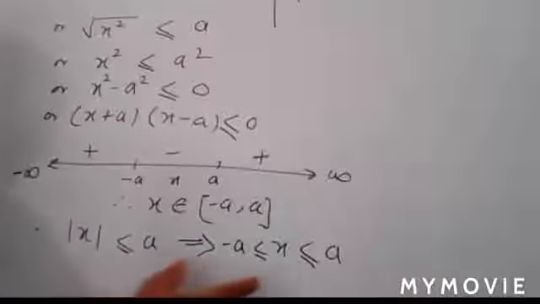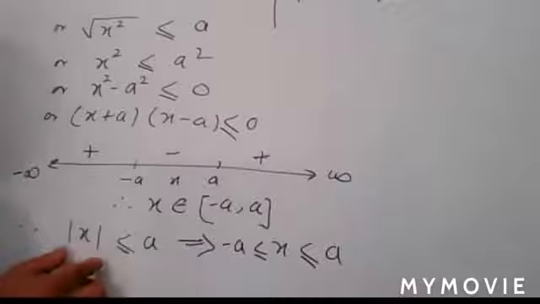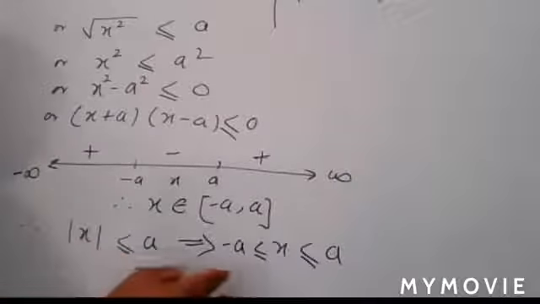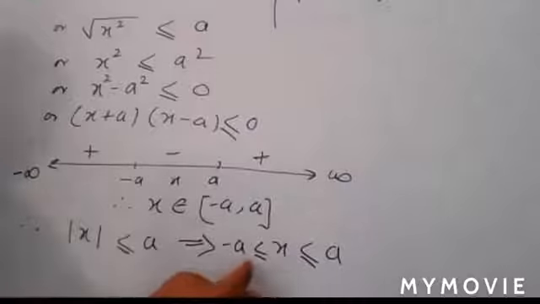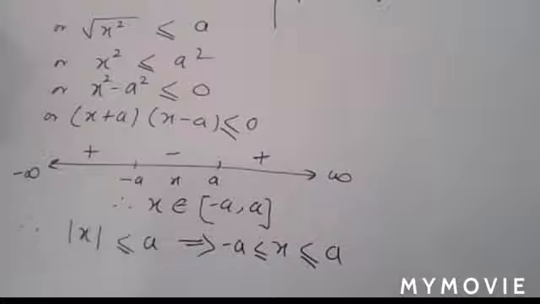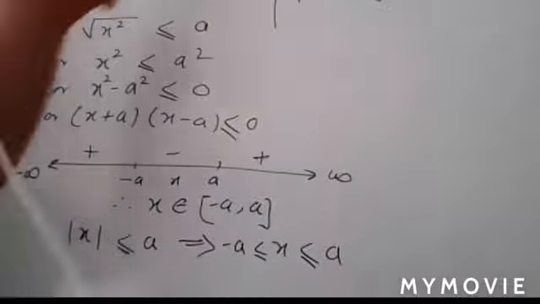So you have your result like that. If mod of x is less or equal to a, so in that case, x is greater or equal to minus a and less or equal to a. You have to write in this way. Okay. Now third point.